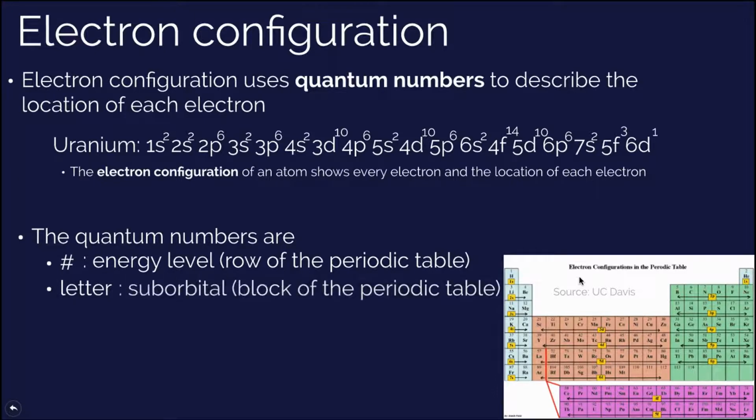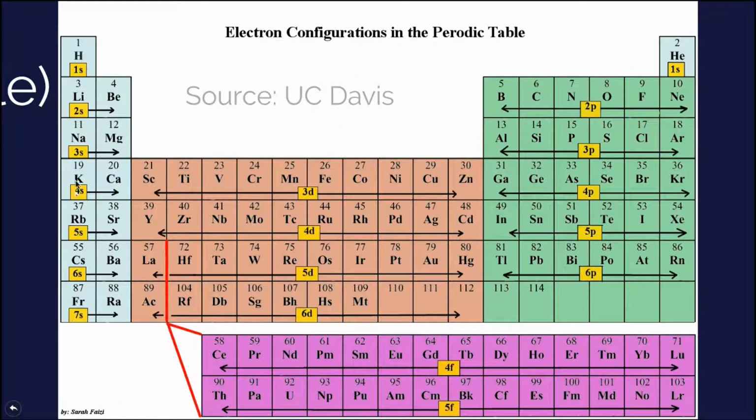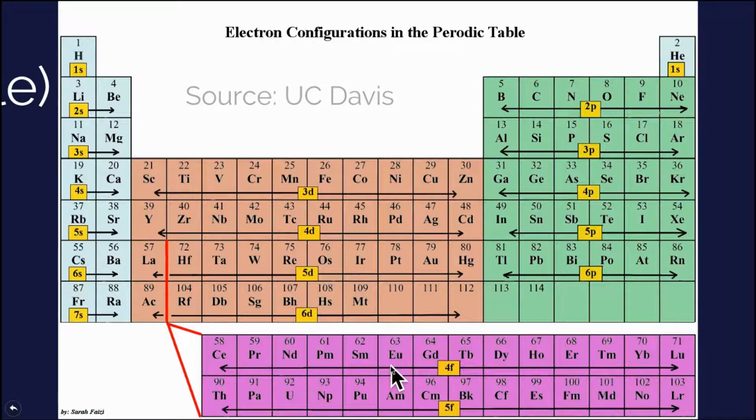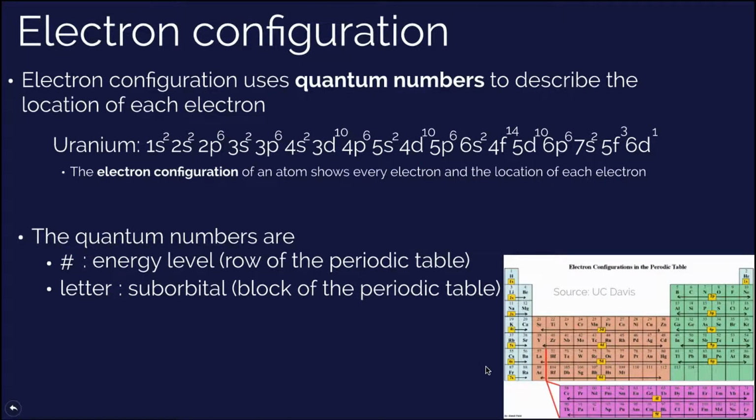Next up, we have the letter, and this tells us the suborbital or the block of the periodic table. As you saw, on the left, we have the S block in blue. On the right side, we'll have the P block. In the center here, we have the D block, and in the pink, this is the pullout section of the periodic table, which goes right between 57 and 72, 89, and 104. This is where we have the rest of those elements. Those are the F block elements.